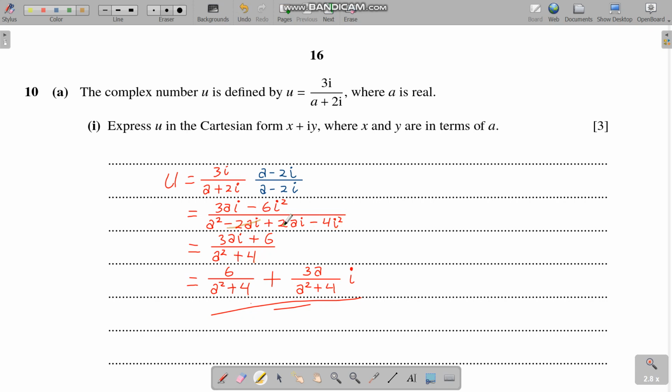Minus 2ai and plus 2ai cancel out. So we have only 6 over this plus 3ai, so 3a over this times i. So this is the final answer in x plus yi form.